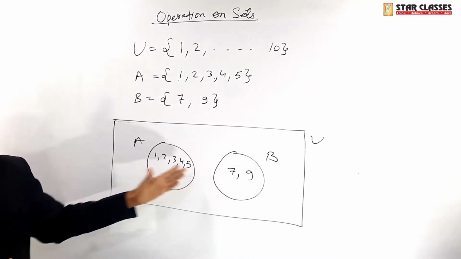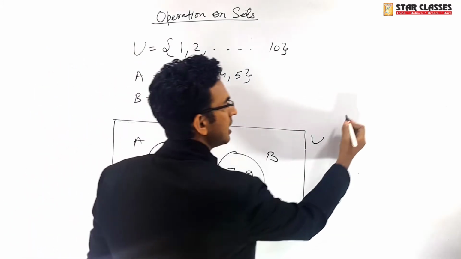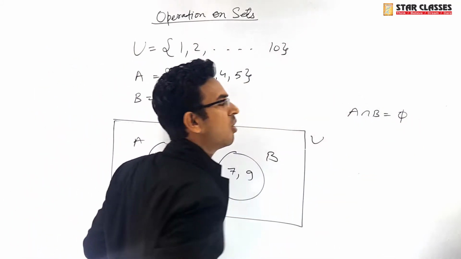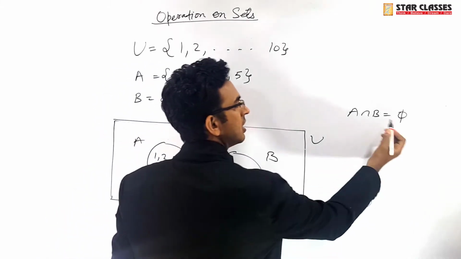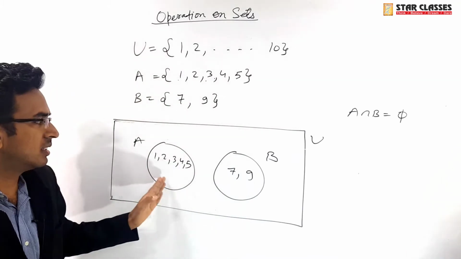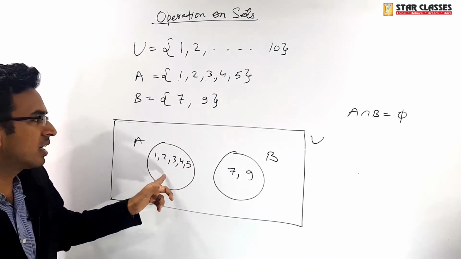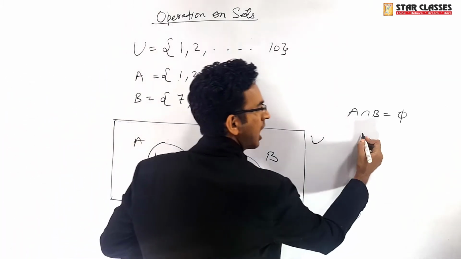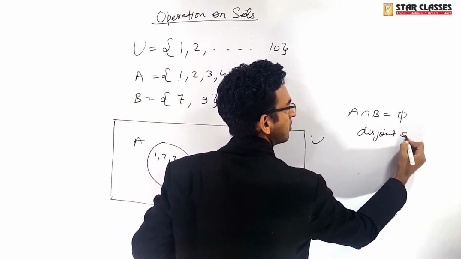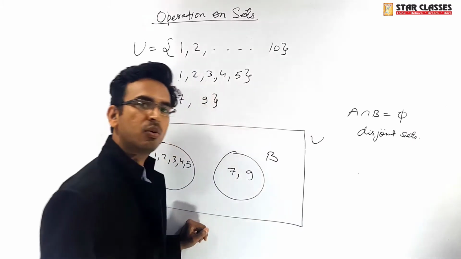That means their intersection is not there. Or you can say that A intersection B is the null set, or phi. That means there is no point where these two sets intersect. So you can say that A and B are disjoint sets because they are not joined anywhere.